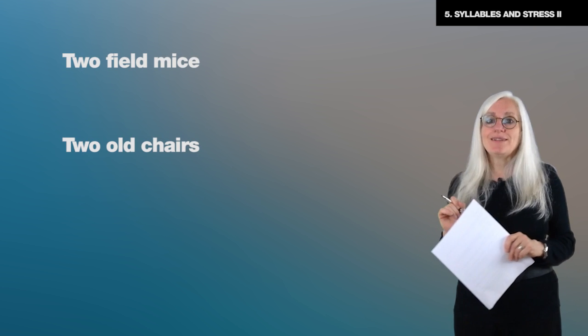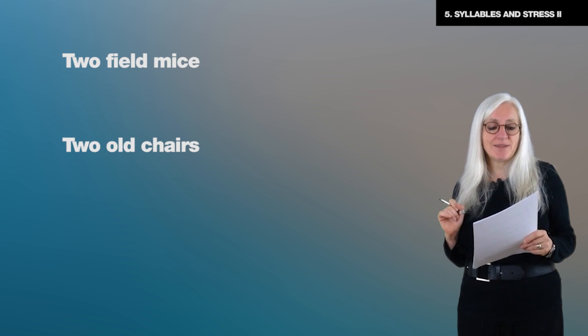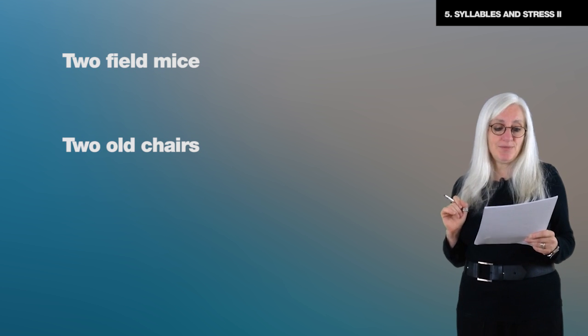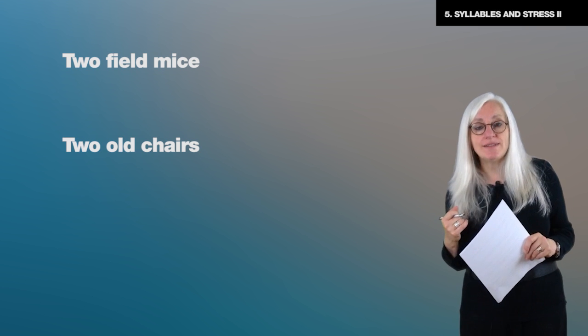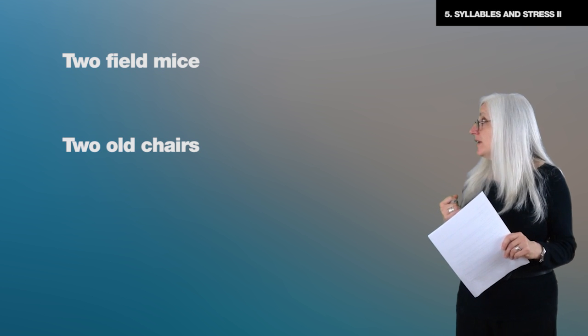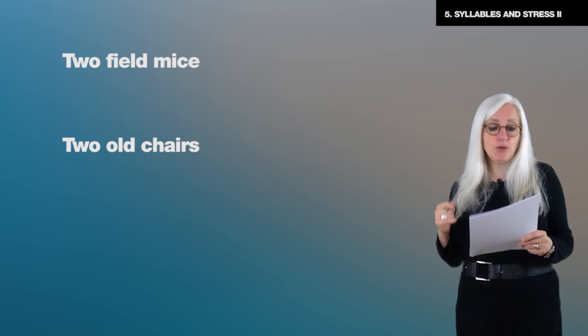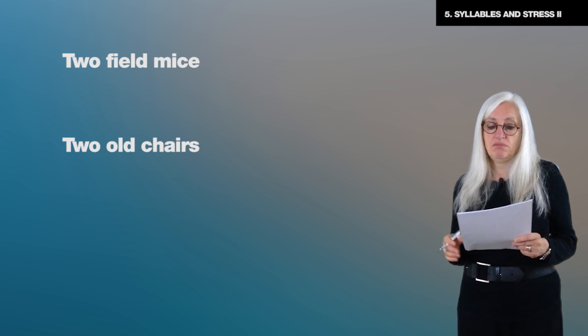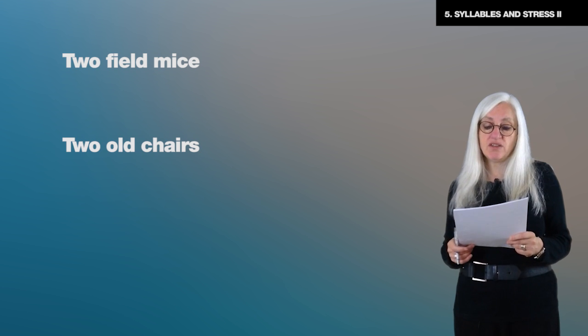We've been talking about stressed syllables, and now we really need to look at stressed syllables in context. So, let's take two sentences. 2 field mice, 2 old chairs. They look fairly similar, don't they, as phrases? They both start with the number 2, we've got an adjective and we've got a noun. So, 3-syllable phrases.